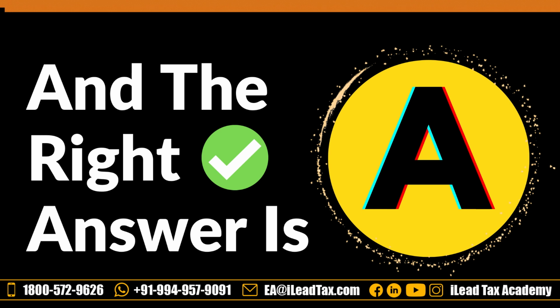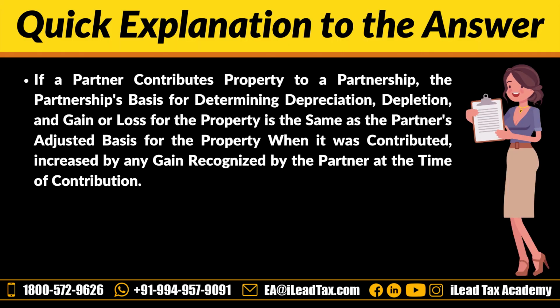The answer is A. Let's see why it is A. When a partner contributes property to a partnership, the partnership basis for determining depreciation, depletion, gain or loss for the property is generally the same as the partner's adjusted basis for the property when contributed. Any gain recognized by the partner at the time of the contribution is added to the partner's adjusted basis to arrive at the partnership basis. So the answer is A.